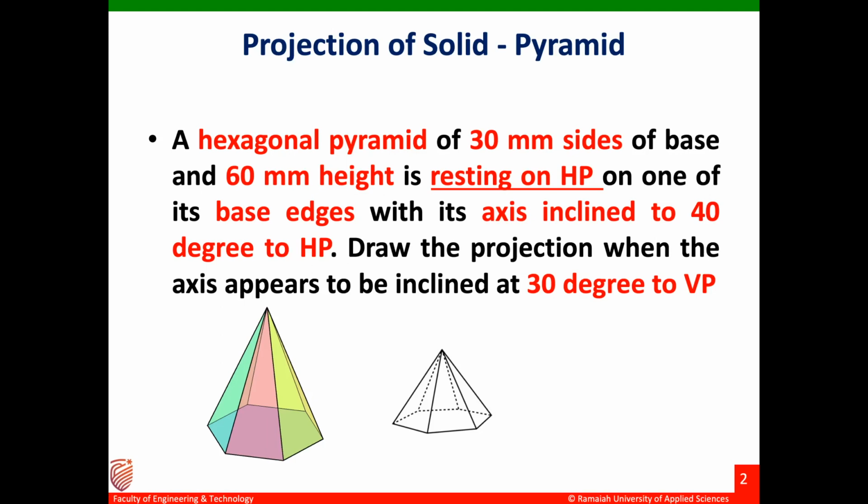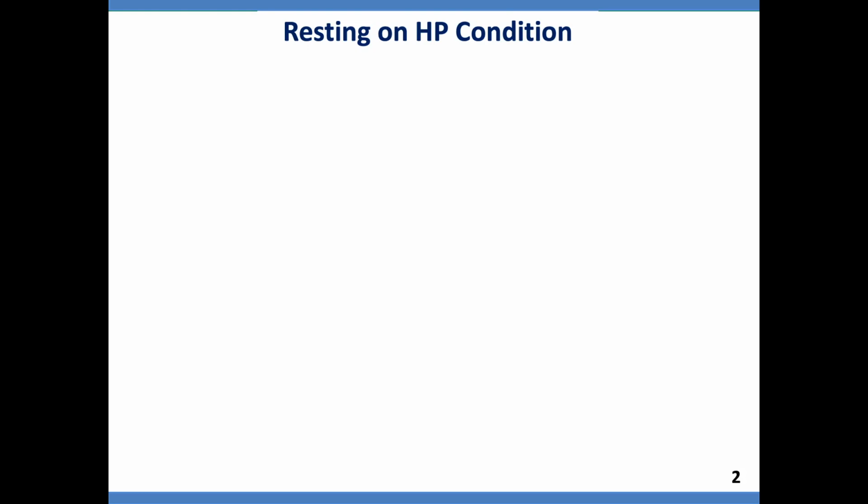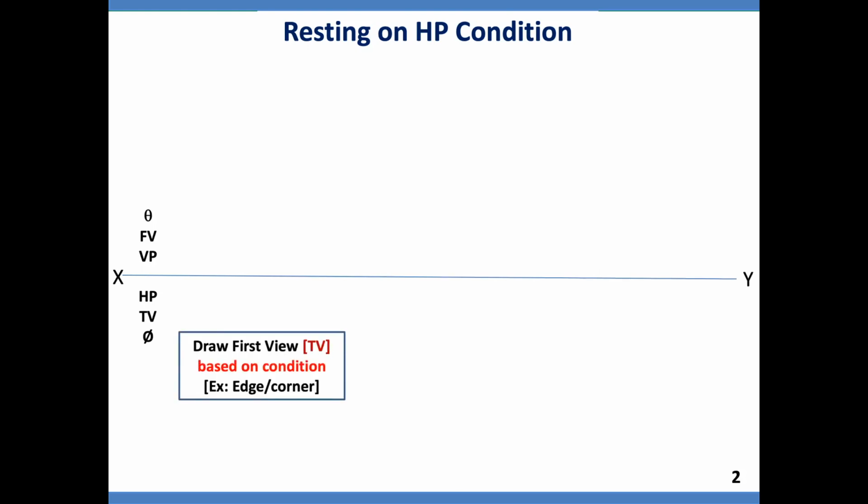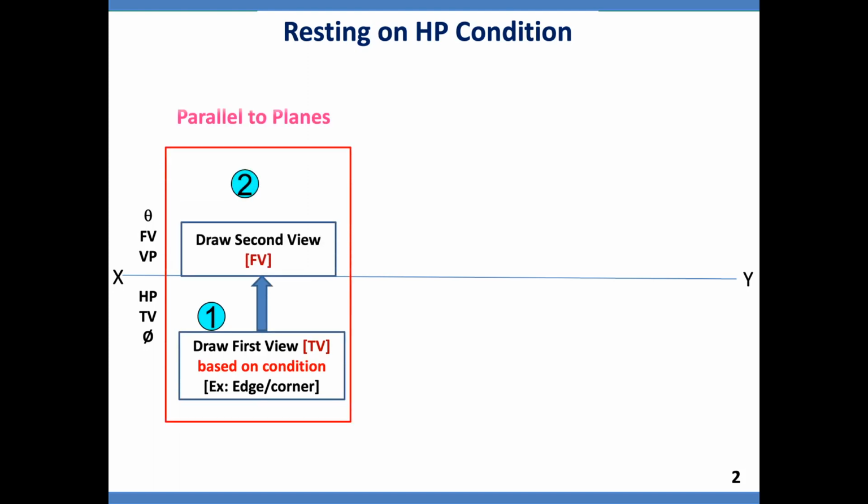When any object or solid is inclined to both HP and VP, how to solve the problem? Here are all the steps. Resting on HP condition. Draw the XY line, VP and HP, front view, top view, theta, phi. All this template is drawn. The first view has to be drawn on HP because it is resting on HP, the top view based on the condition. With the help of the first view, the second view is drawn. These are the two views parallel to the planes, from which we get true shape and size.